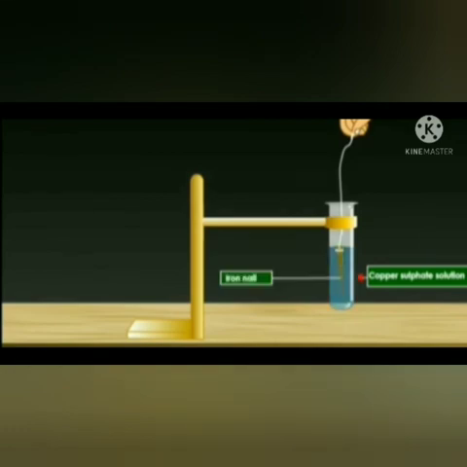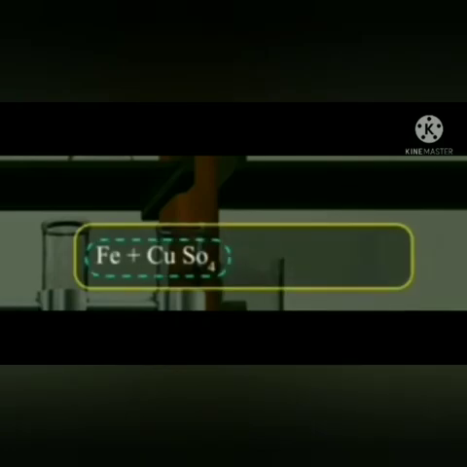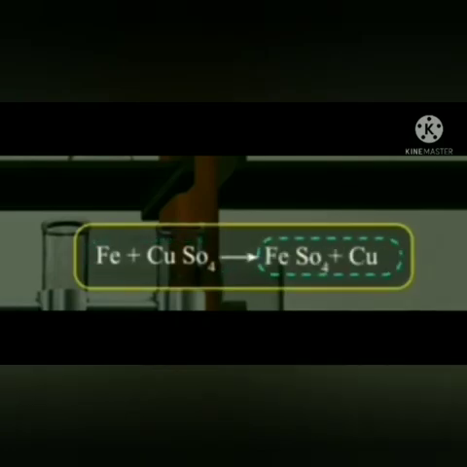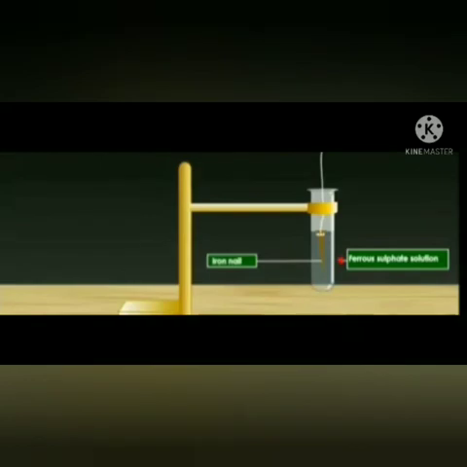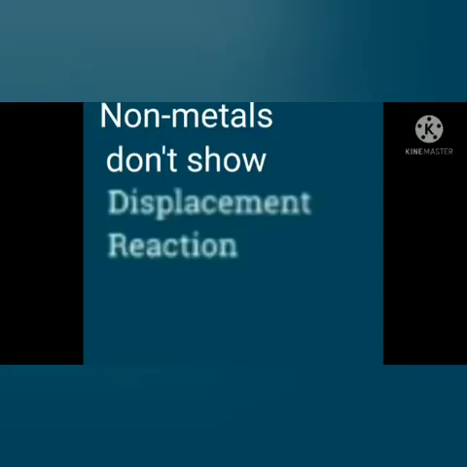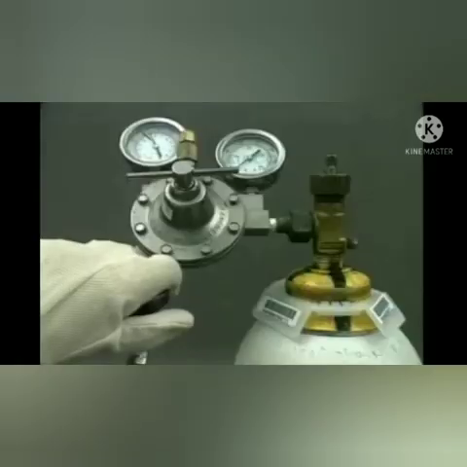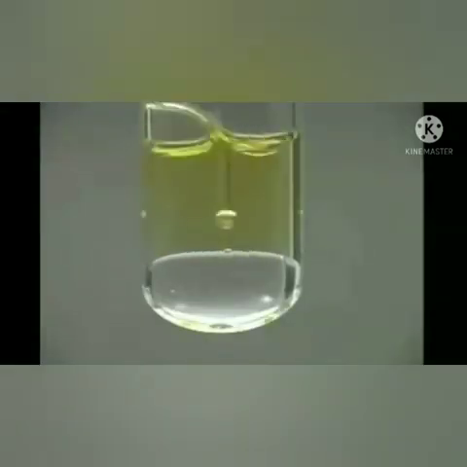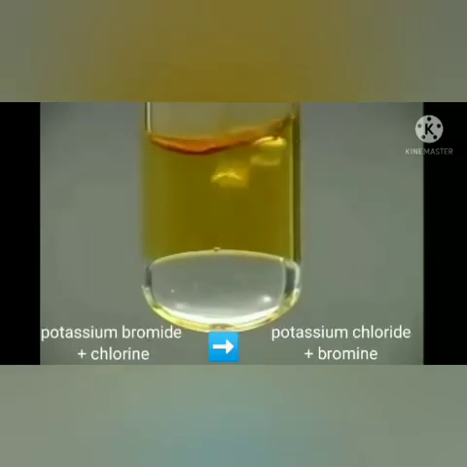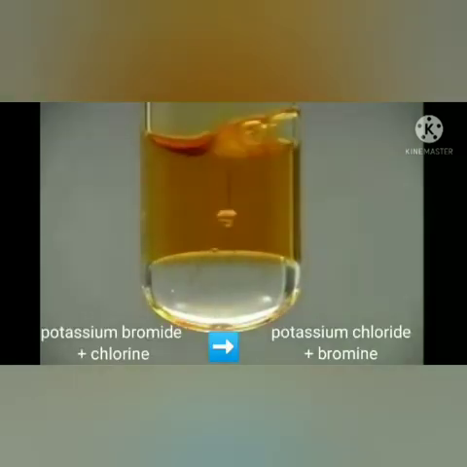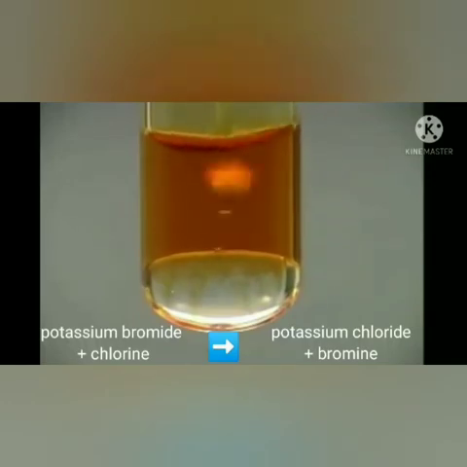Iron reacts with copper sulfate, giving rise to iron sulfate and copper. This activity shows that iron is more reactive than copper as it displaces copper from copper sulfate solution. Most of the non-metals do not show displacement reactions, but some reactive non-metals displace less reactive non-metals from their salt solution. For example, chlorine is more reactive than bromine, so it displaces bromine from potassium bromide.